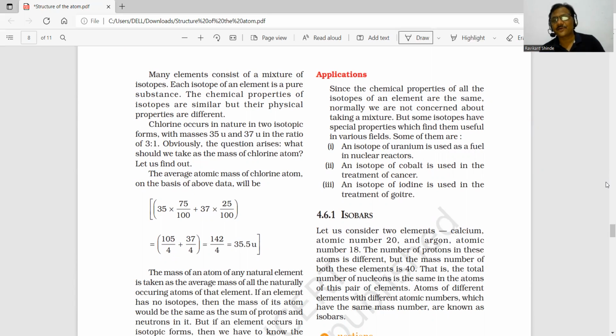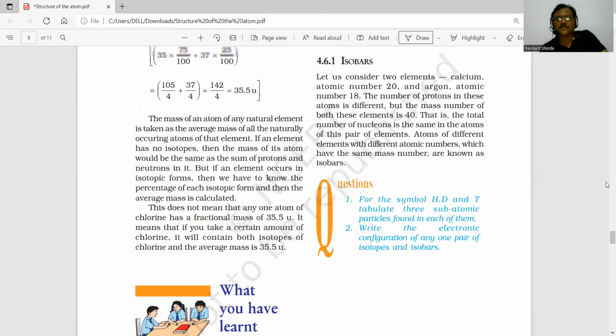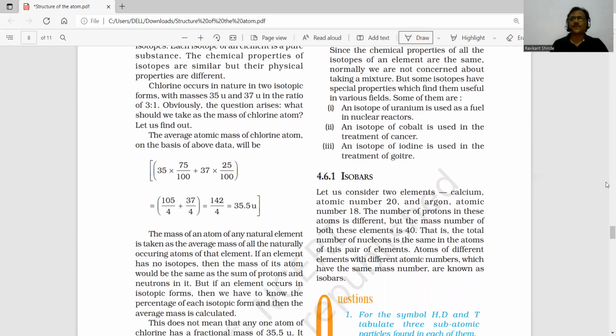They are kept in different groups, whereas isotopes are kept in the same group, like chlorine 35 and chlorine 37. In the periodic table, their location is similar. There is no difference in the location. So this is called isobar. What is an example of isobar?